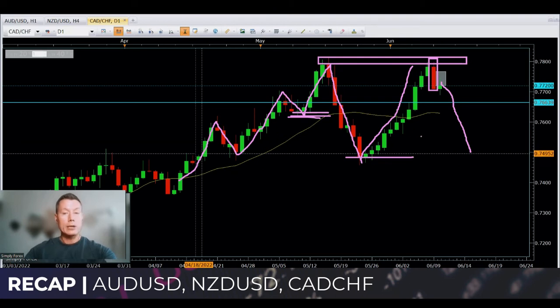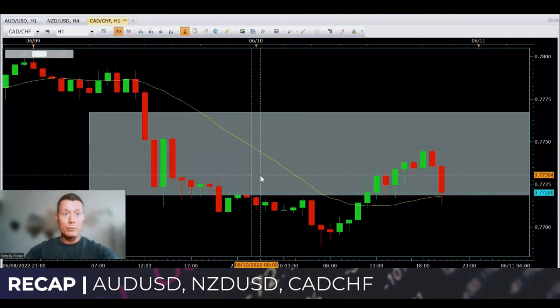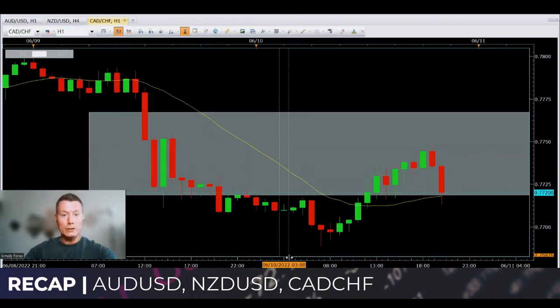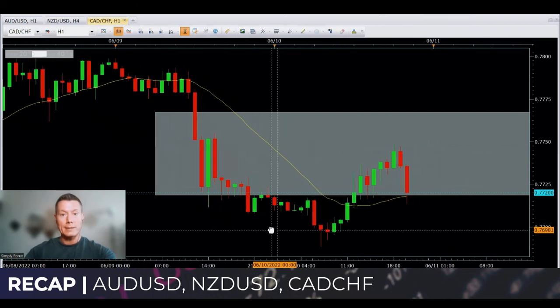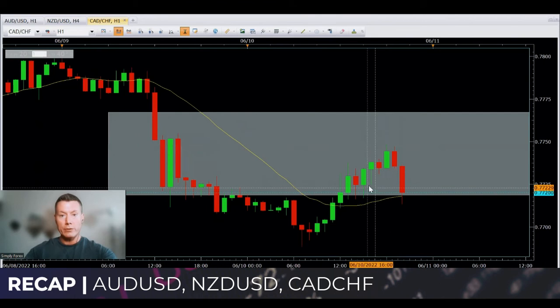But let's look at H1 to see what happens with this pair. I really wanted to trade this pair, guys, but I just didn't get the candlestick pattern setup. As you can see, guys, price came into our grey zone.